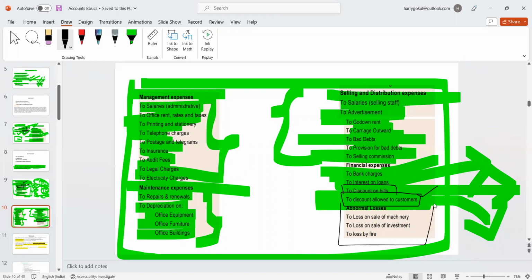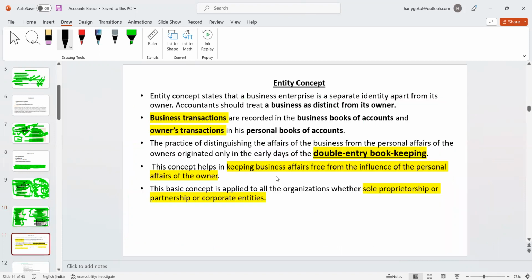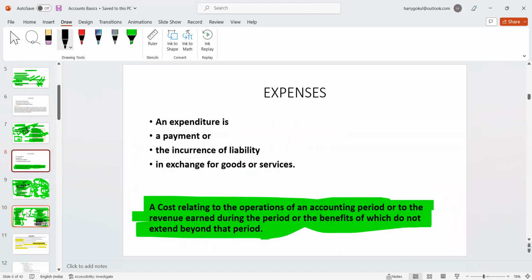Okay, what is an abnormal loss? If you sold machinery or an investment, or there was a fire accident in my organization, those are abnormal activities and those are abnormal losses. It won't happen recurringly. It's non-recurring in nature. Okay, does anyone have any doubts regarding all the 4 definitions?